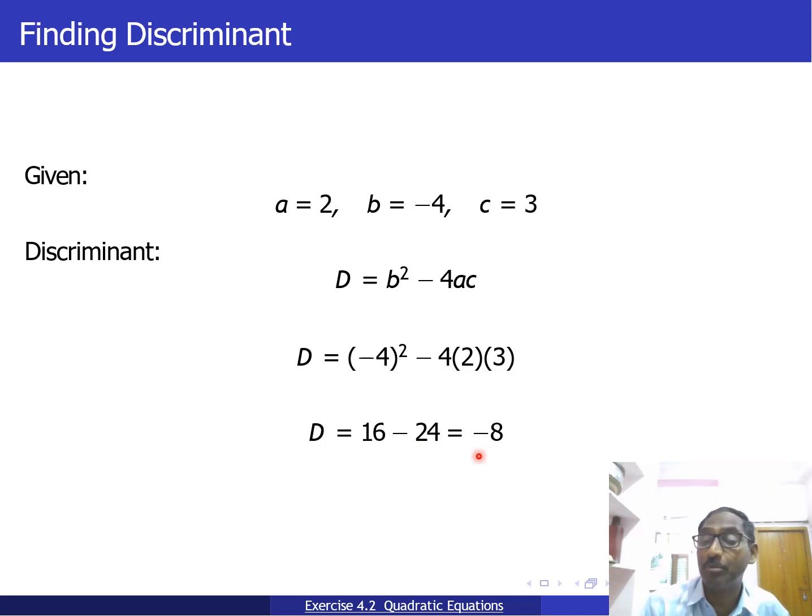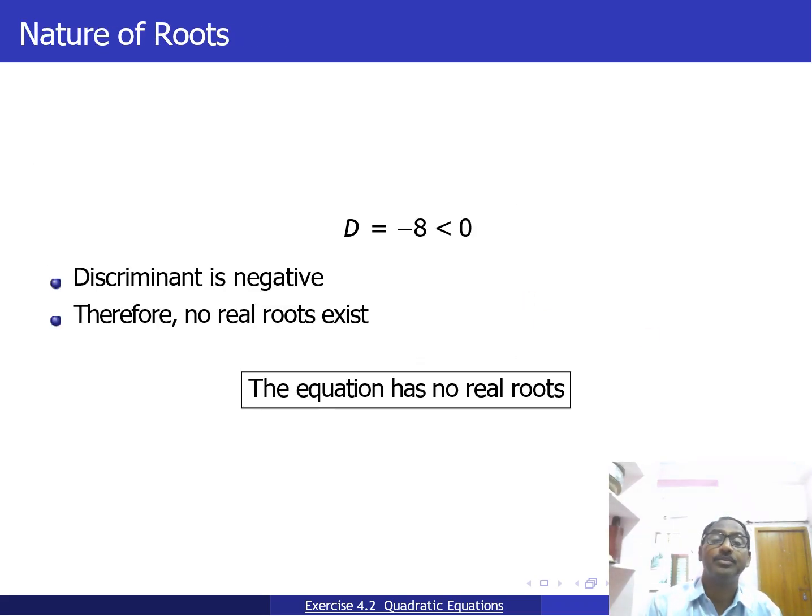So the discriminant I am getting is minus 8. This is less than 0. So here the roots are imaginary roots, no real roots. The discriminant is negative, therefore no real roots exist. The equation has no real roots.